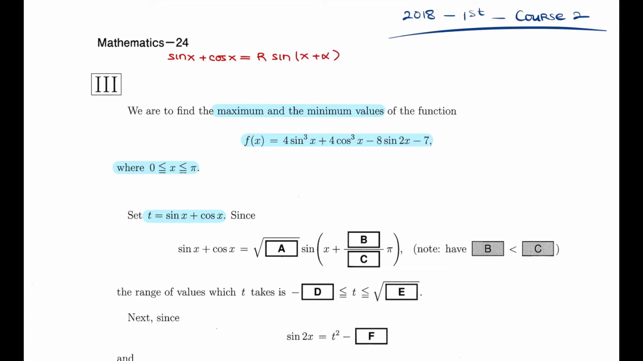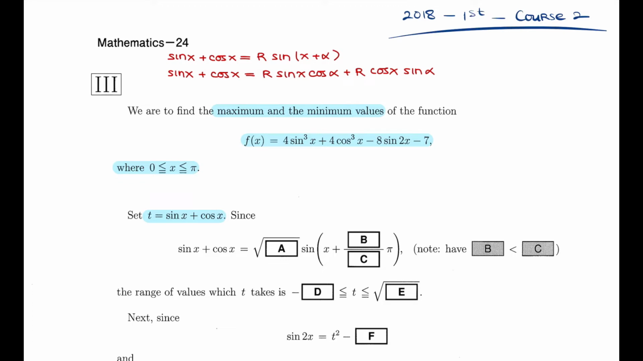And then use the compound angle identity to expand this trigonometry. We will get sine x plus cos x equals to r times the compound angle identity for sine x plus alpha, which is sine x cos alpha plus cos x sine alpha. So r sine x cos alpha plus r cos x sine alpha.